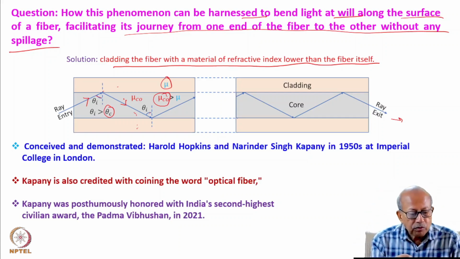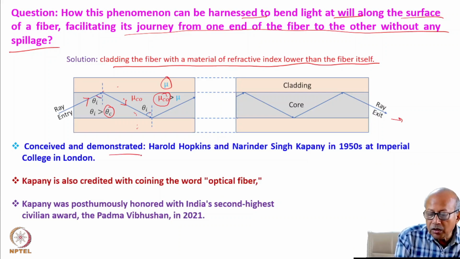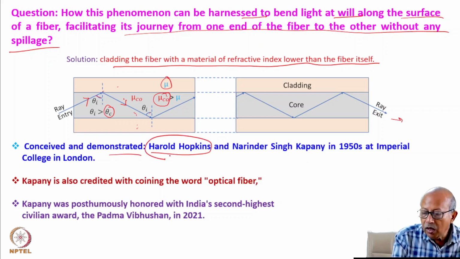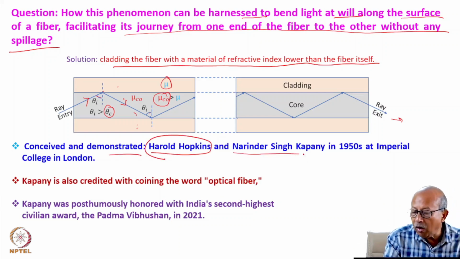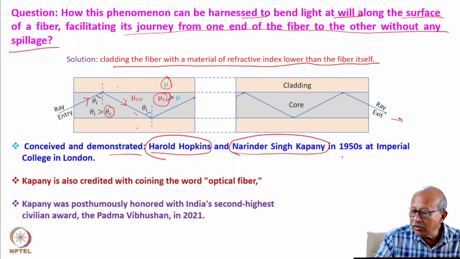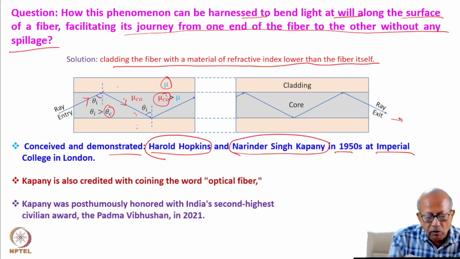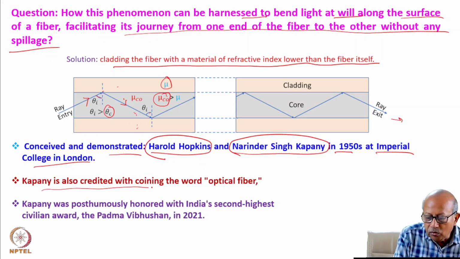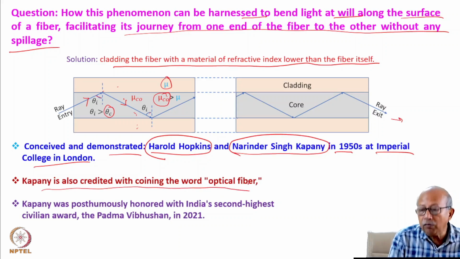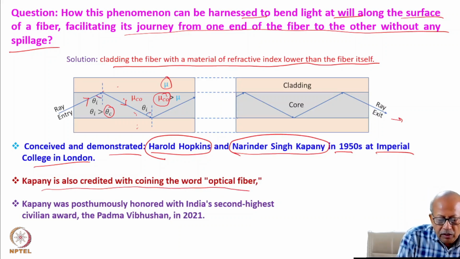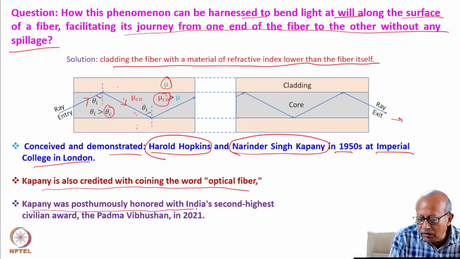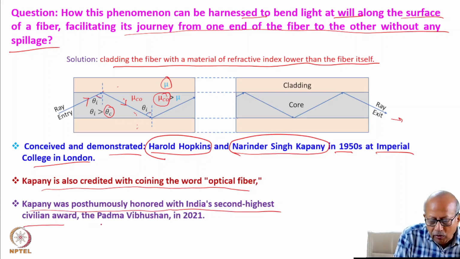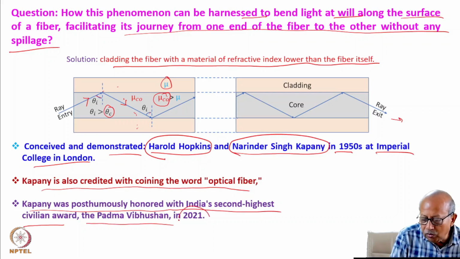This concept was first conceived and demonstrated by Harold Hopkins and his Indian student Narendra Singh Kapany in 1950 at Imperial College in London. Kapany is also credited with coining the word optical fiber. It may be of interest to note here that Kapany was posthumously honored with India's second highest civilian award, the Padma Bhushan Award, in 2021, the year of his death.